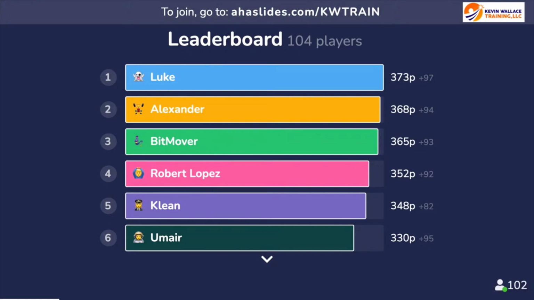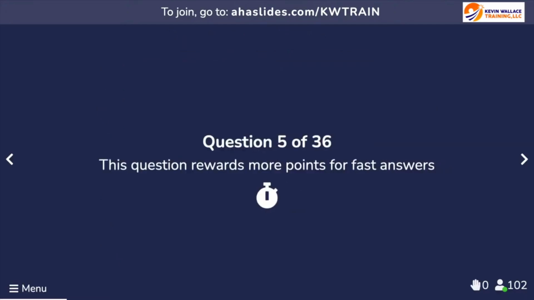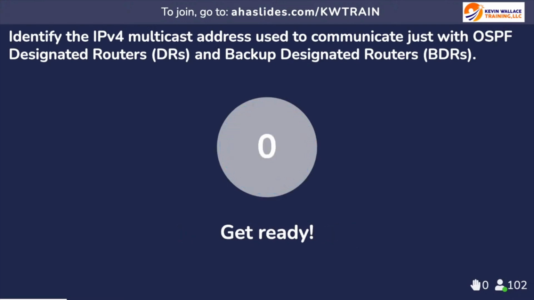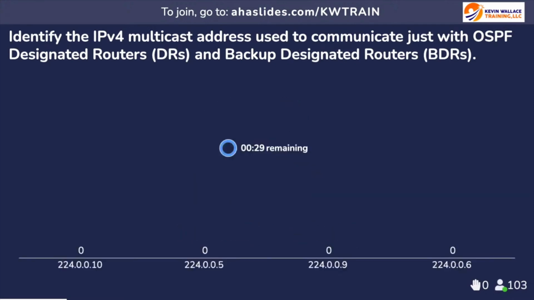All right, question number 5 coming up. Again, the faster you answer, the more points you get. Identify the IPv4 multicast address used to communicate just with OSPF designated routers and backup designated routers. So we have 224.0.0.10, .5, .9, and .6.